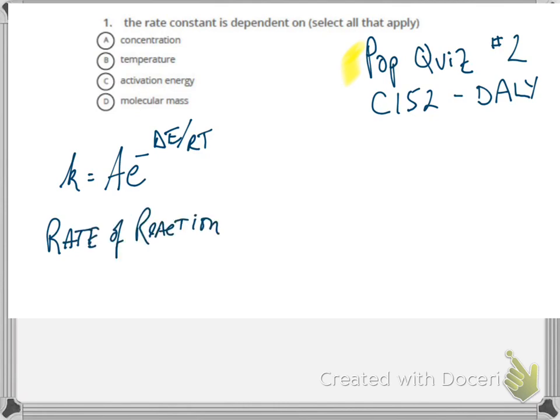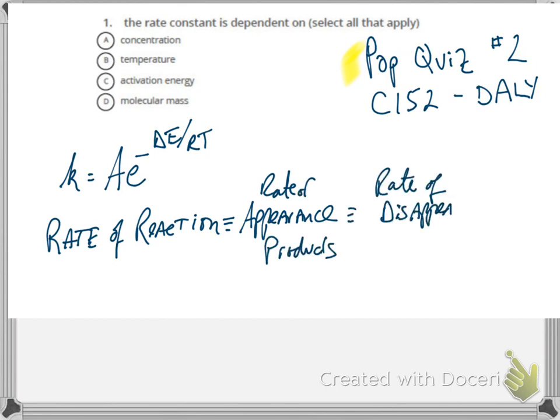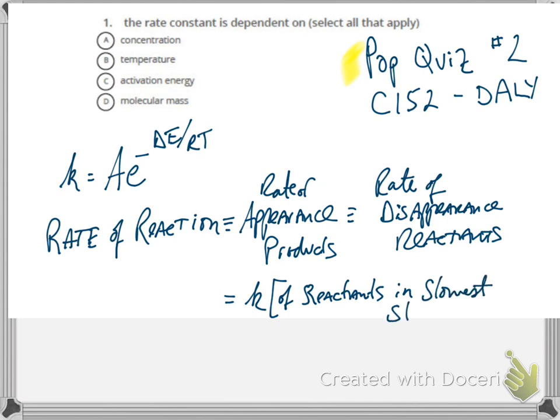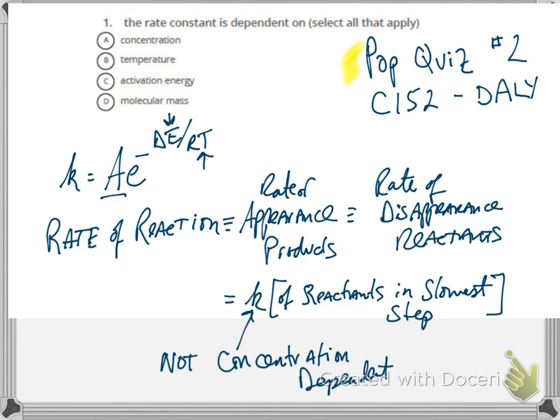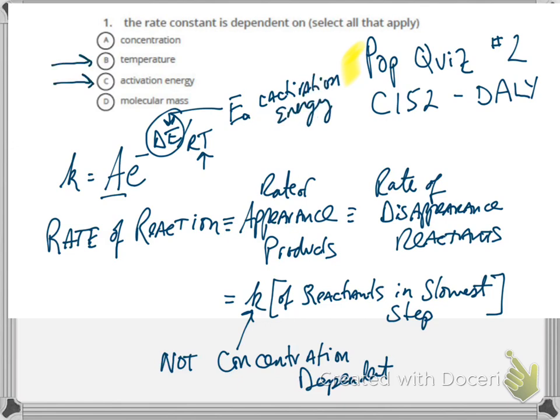So the rate of reaction, which is the rate of appearance of products, which is the same as the rate of disappearance of reactants, depends on the rate constant and the concentration of reactants in the slowest step. So we spent a lot of time on Unit 5, Module 3, speaking about that. And so K is not concentration dependent since the K is multiplied by the concentrations in the rate law. So K itself is only going to depend on collision effectiveness, activation energy, and temperature. So in this particular question, we expected that only B and C would be chosen.